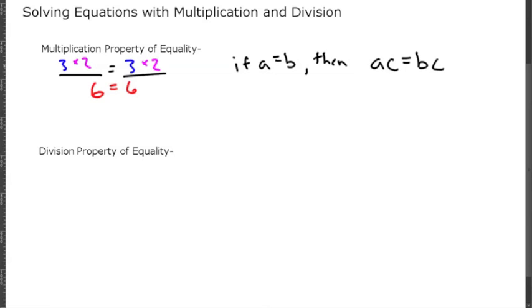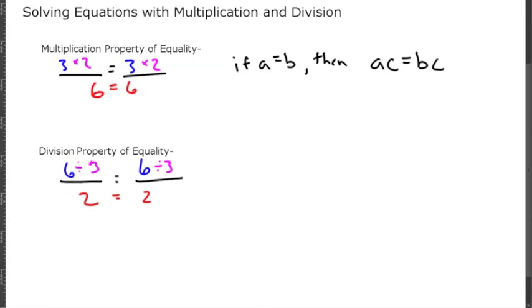Let's look at the division property of equality next. Again, that's saying that if one side of the equation is equal to the other side, if you divide a number on the left side, you must divide that same exact number on the right side, and your left and right sides are still going to be equal. So let's say you have 6 equals 6. If I divide this side by 3, and I divide this side by 3, both sides are equal to 2.